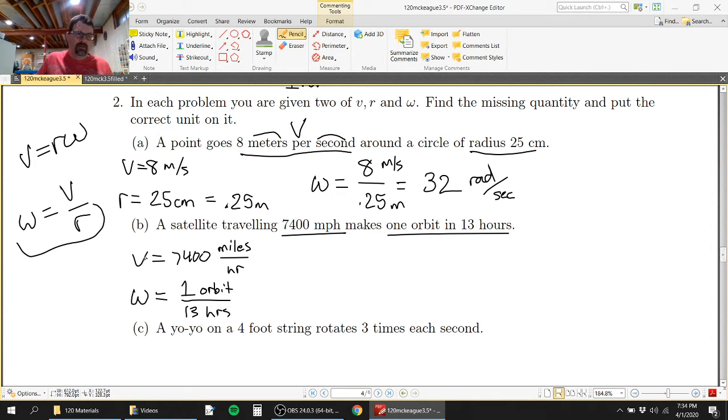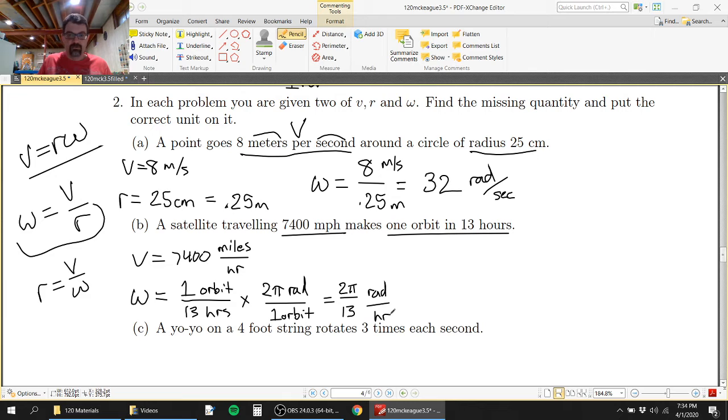Okay. So V equals R omega, you can also use to find R. If you divide both sides by omega, R would be V divided by omega. So now the only thing is, if you're going to put a number in for omega, it has to be in radians. So we have to multiply by 2 pi radians in 1 orbit. So we have 2 pi over 13, and now it's in radians per hour. Okay, so then the radius is 7,400 divided by 2 pi over 13.